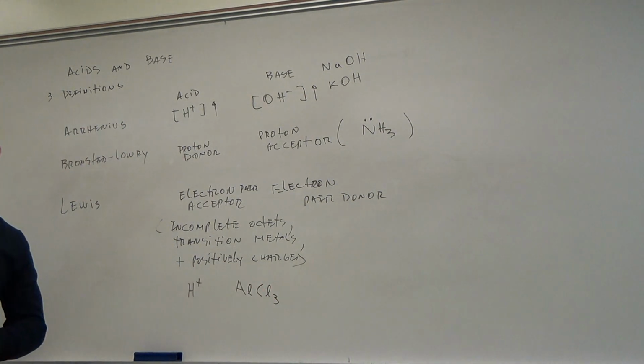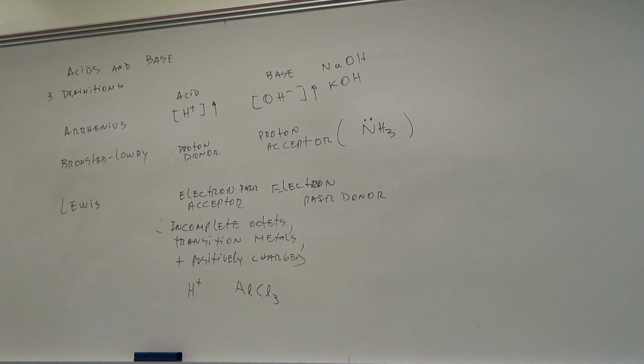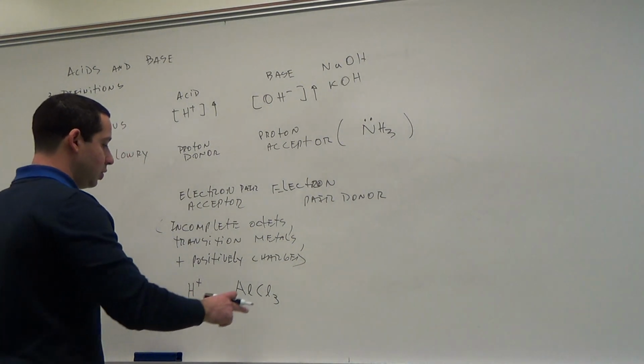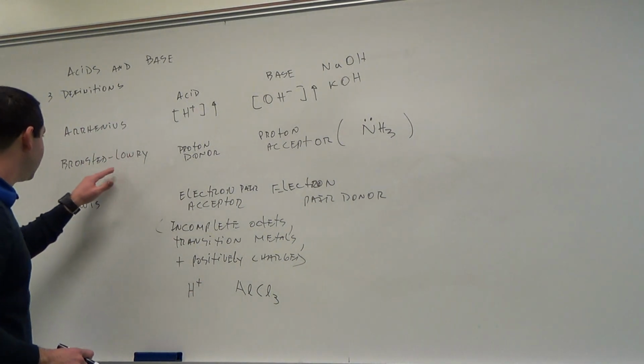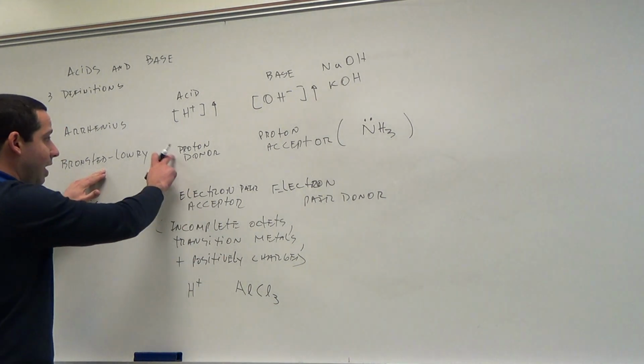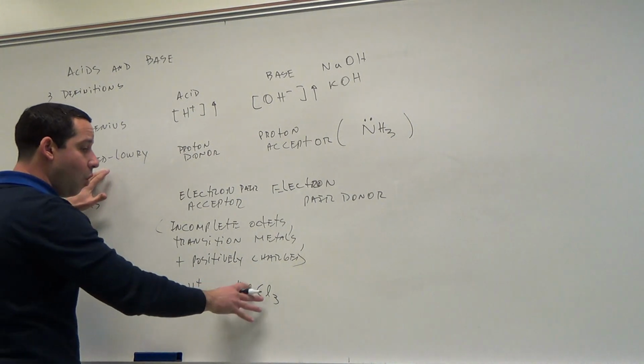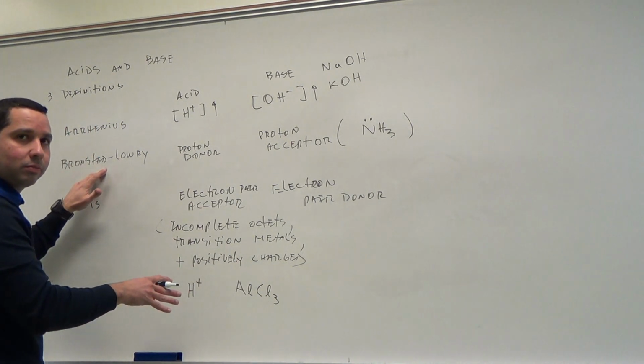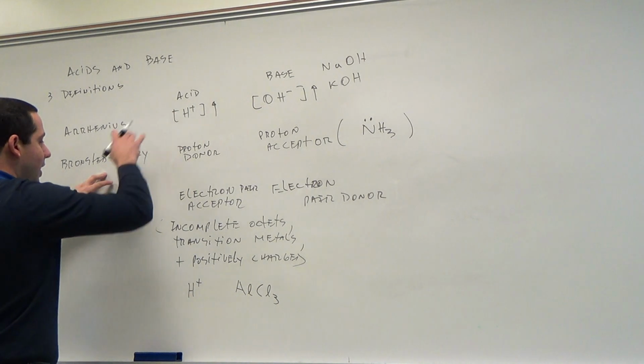How about this? AlCl3. Is that a Lewis acid? Yes. This is a Lewis acid because it has an incomplete octet. Aluminum has 3 bonds when it's supposed to have 4, because it does not have a complete octet. It has 6 electrons and it's supposed to have 8. So this is a Lewis acid. Is this a Bronsted-Lowry acid? No. It doesn't have a proton to give. So this is only a Lewis acid, not a Bronsted-Lowry, not an Arrhenius acid.